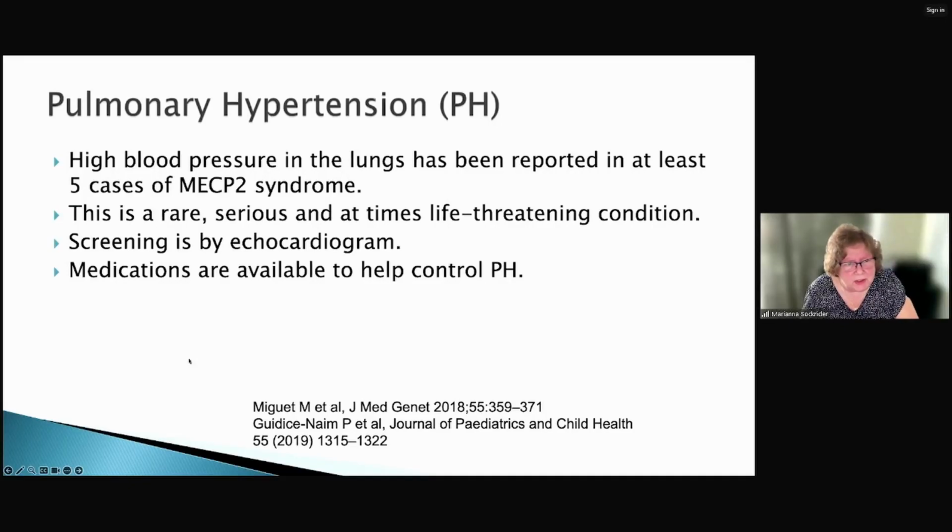Another condition that's rare but can be seen is pulmonary hypertension, which is high blood pressure in the lungs. This has only been reported in the literature that I found in 5 cases, certainly is a serious and at times life-threatening condition. This high blood pressure in the lungs can cause significant low oxygen levels and stress on the heart. The diagnosis is suspected first by using an echocardiogram, and there are medications that are available to help control PH.